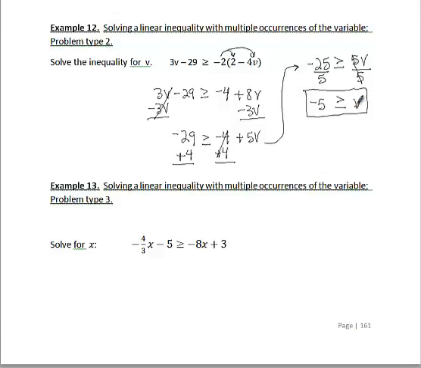Any number less than negative 5, so that would be negative 6, negative 7, negative 8, negative 9. And then we have the equal to bar, and that indicates that negative 5 itself would be a solution to the original inequality.